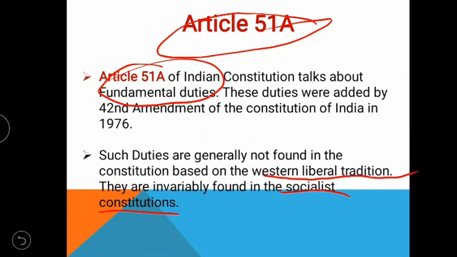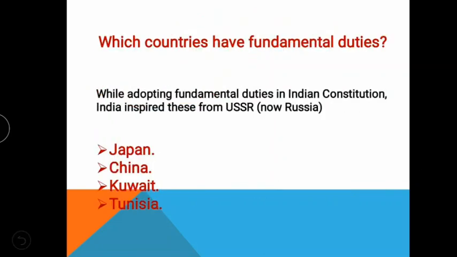And not found the Western liberal tradition. Understood? Now, another question which raised in my mind: which countries have fundamental duties? It is here in India. While adopting fundamental duties in the Indian Constitution, India was inspired by the USSR, the Soviet Union, which is now known as Russia. So Russia, Japan, China, Kuwait, Tunisia, these countries have fundamental duties, and India was inspired by them. These countries give some moral obligation to the citizens to follow what?